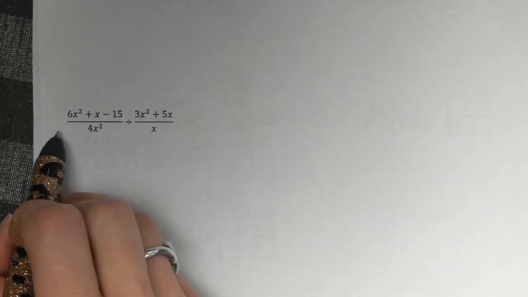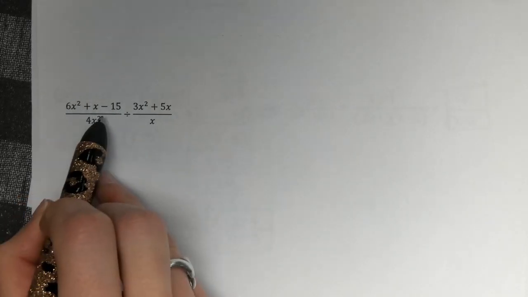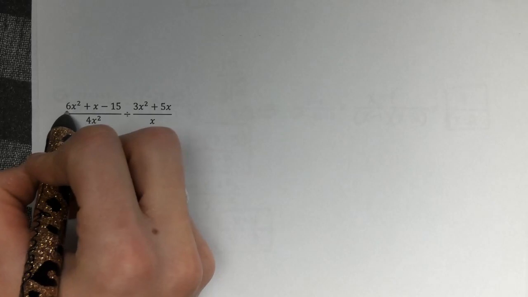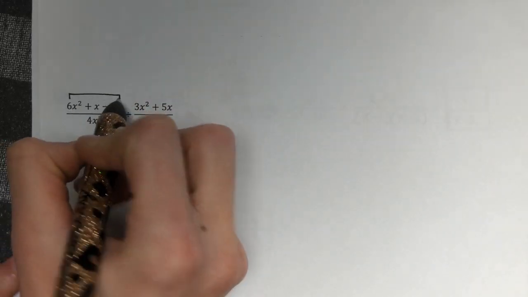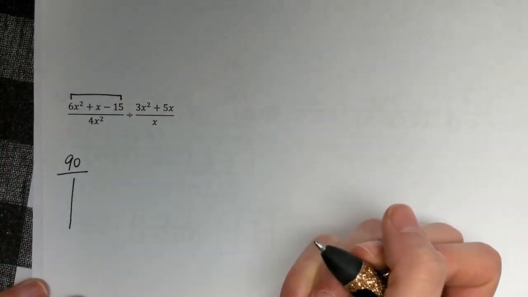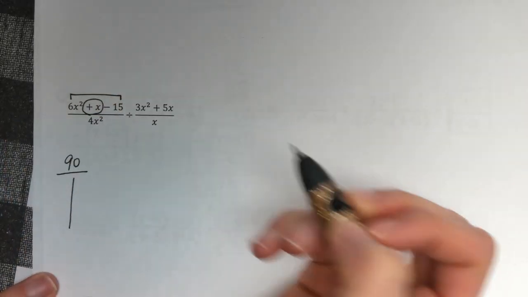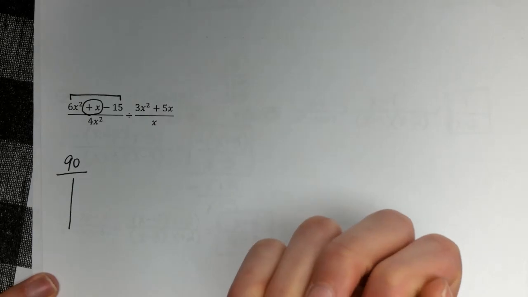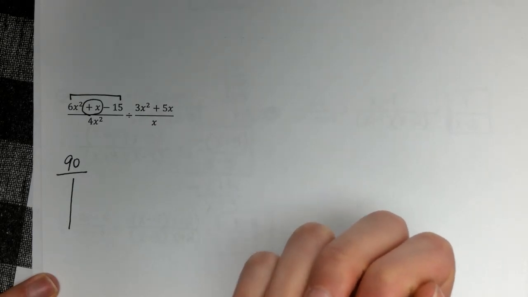Alright, next one. I've got to do some work in order to factor this numerator. So I've got a coefficient. What do I do with that? Multiply first times last. So 6 times 15 is going to give me 90. Okay, factors of 90 to give you a 1. Nine and 10.